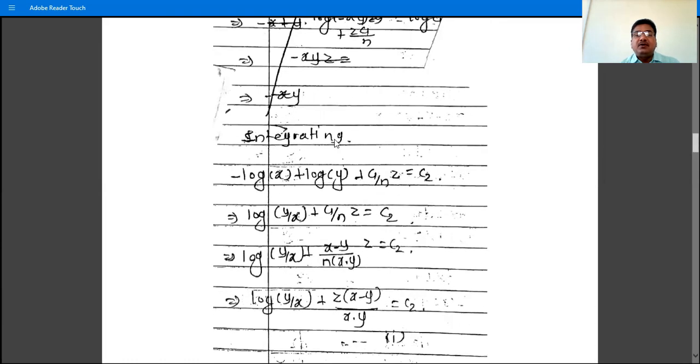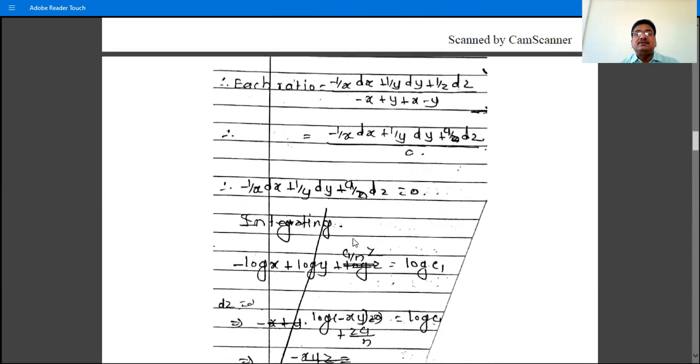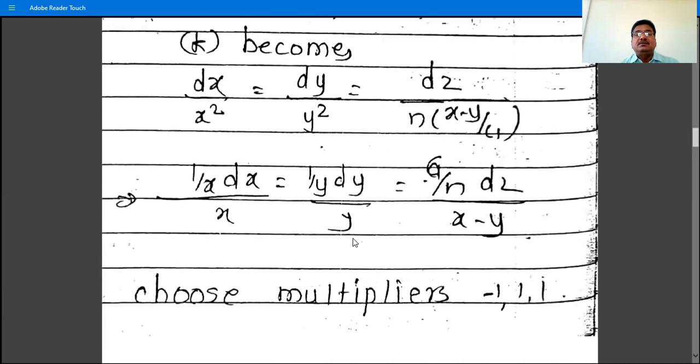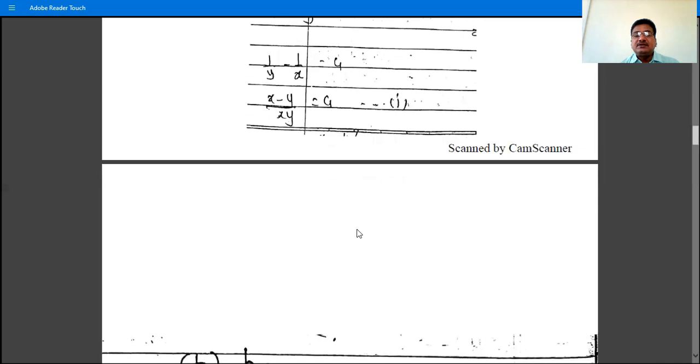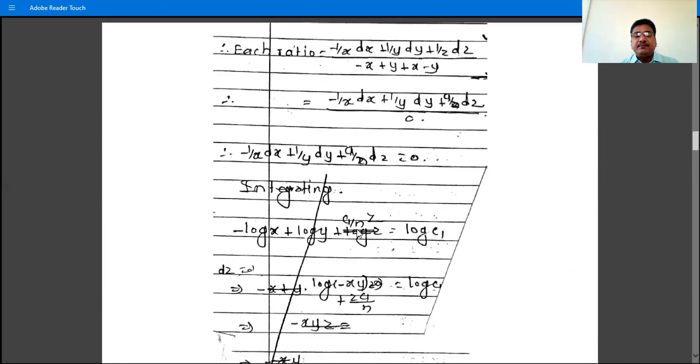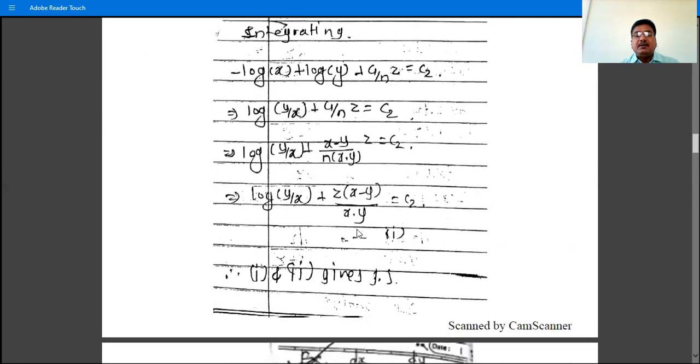And log y minus log x is log y by x. Then resubstitute this c1. What is the value of c1? c1 is x minus y divided by x by y. So substitute that value, and what do we have? Log y by x plus z, x minus y divided by x into y is equal to c2, and this is second.